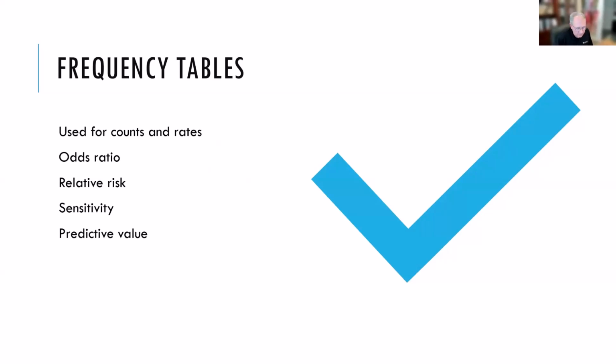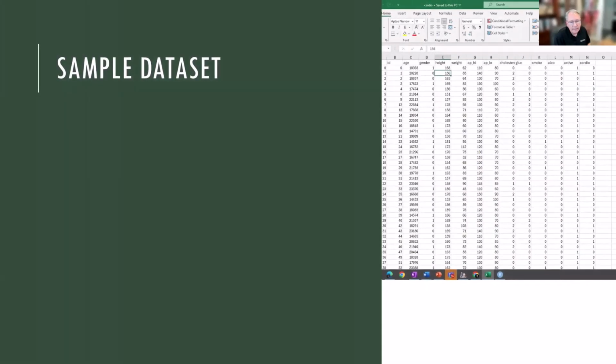Another tool in your tool chest is using frequency tables to conduct ratios or tests. So things like the odds ratio, the relative risk, the sensitivity, and the predictive value. Okay, so I put in the chat the sample data set. We'll be using this throughout the rest of the course, and we'll use this as some practicing later on.